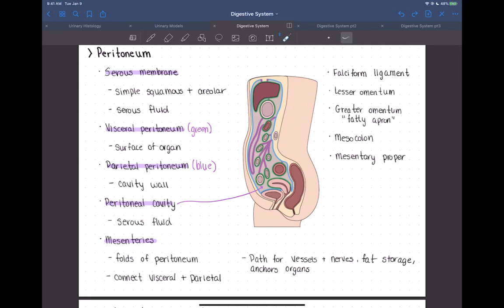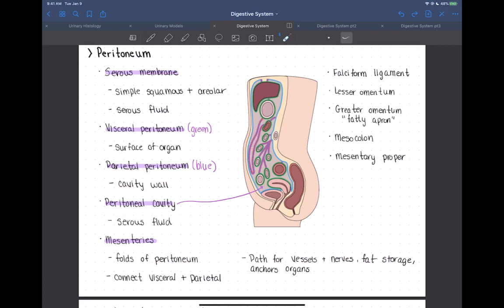The only exception is this big fold here that's connecting between two visceral pieces. So we'll talk about that one as well. But generally, they're going to connect parietal and visceral. They function as a pathway for lots of really important blood vessels and nerves throughout the digestive system. Also, they function for fat storage. For example, a lot of fatty tissue that can build up on the anterior part of your stomach would be deposited in this fold of mesentery here.